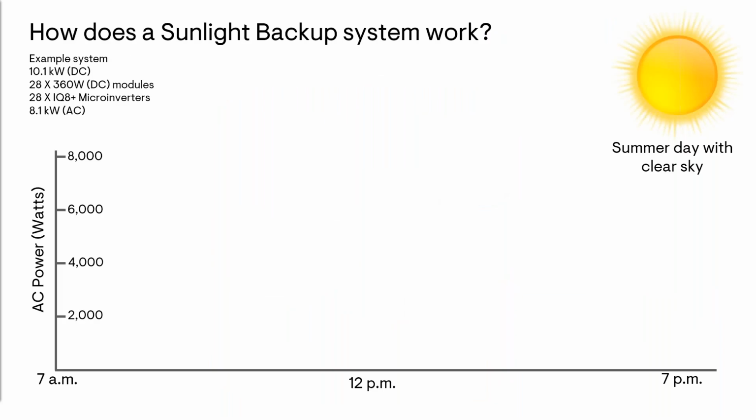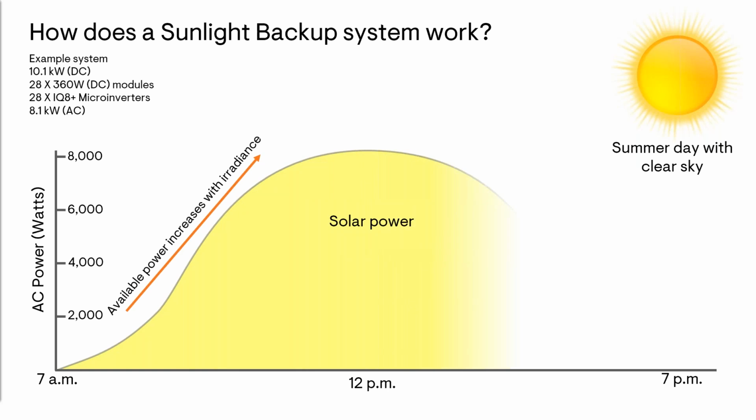So how does the sunlight backup system work in the real world? Let's take a look at an average size solar system with a 10 kilowatt DC rating and 8 kilowatt AC rating. The amount of available power from the system depends on irradiance, or the intensity of the sunshine. On a sunny day with clear skies, the available power at sunrise will be low. It'll gradually increase until midday when it peaks, and then gradually decline until the sun sets.